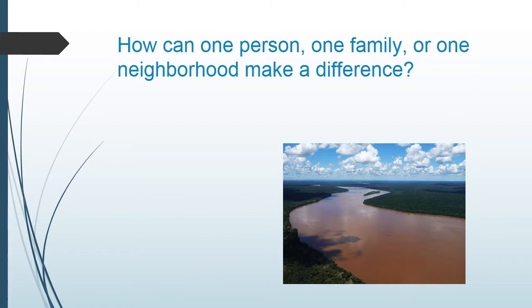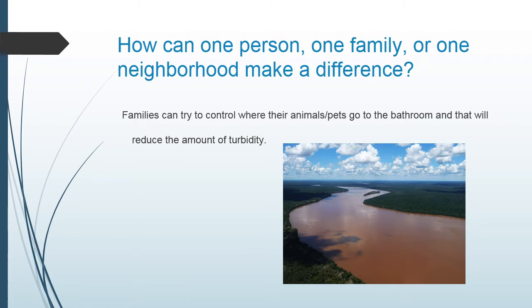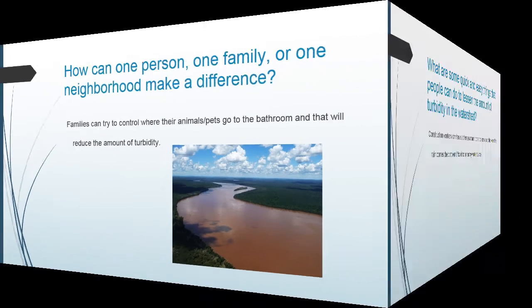How can one person, one family, or one neighborhood make a difference? Families can try to control where their animals, such as pets, go to the bathroom, and that will reduce the amount of turbidity. For instance, if your animal has to go to the bathroom, make sure that it gets disposed correctly. Otherwise, the rain will eventually wash the waste away into a nearby water source and make the water turbid.